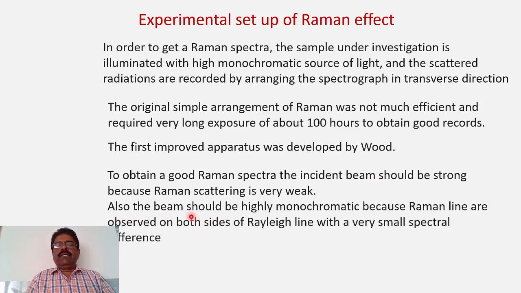And one more requirement is that the incident radiation must be highly monochromatic, because Raman lines are observed on both sides of the central line, which is the Rayleigh line, and the spectral difference between the Rayleigh line and the Stokes line and anti-Stokes line is very small. Therefore we need a highly monochromatic source of radiation. If it is not highly monochromatic, the small shift in the frequency or wavelength cannot be observed clearly in the Raman spectra. So these are two very important requirements before going to the actual study of the experimental setup. One must understand these two requirements.